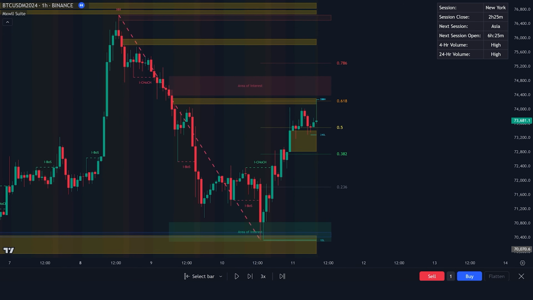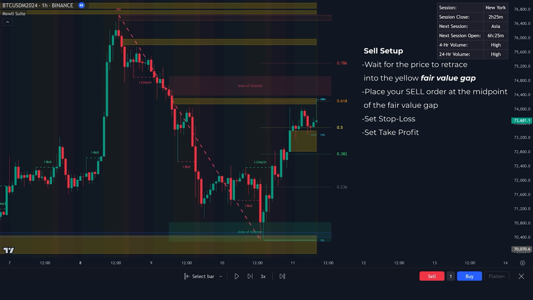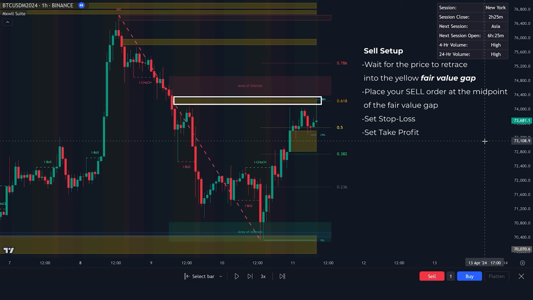Sell entry scenario with fair value gap. The Maxwell Price Action Suite indicates a strong bearish trend, as evidenced by the price making lower highs and lower lows. Given this downward trend, we will be looking for a sell opportunity using the indicator's bearish fair value gap. The bearish fair value gap is highlighted in yellow.